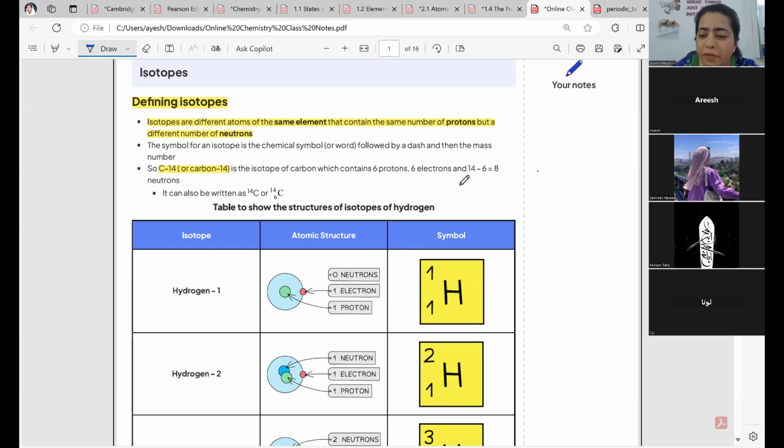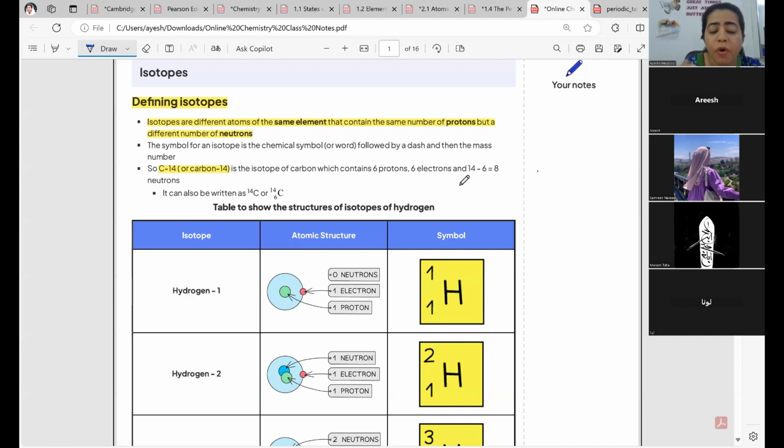So let's start with the isotopes. As we discussed element, compound, and mixture in the class, and we have already done atomic structure as well, now we are going to talk about isotopes. Basically, it is different atoms of the same element. For example, hydrogen is an element, but different forms of hydrogen are going to be different isotopes of hydrogen.